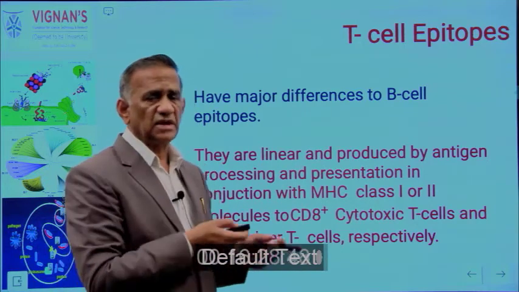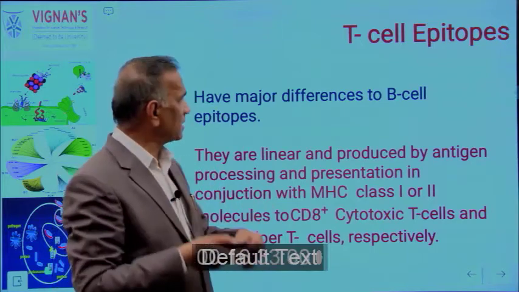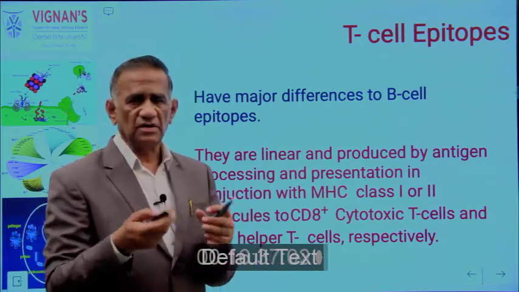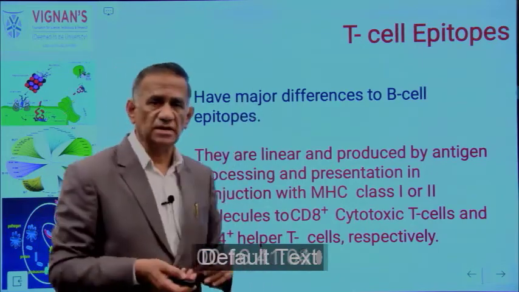So usually this type of thing is done by computational biologists. But we are only the bioinformaticians, we are users of the software that has been developed by the computational biologists. Okay. Now let us see the T-cell epitopes.